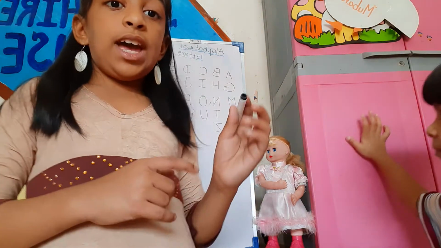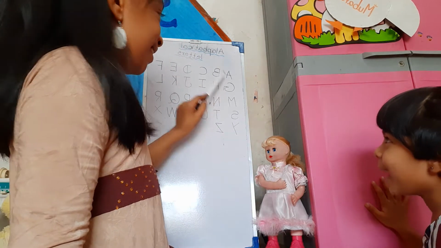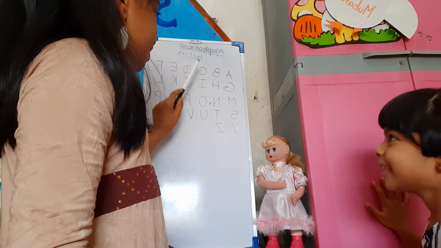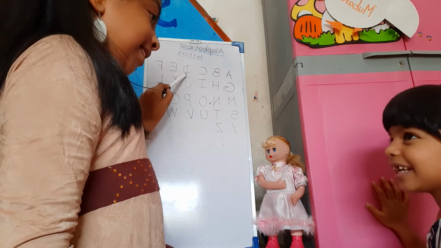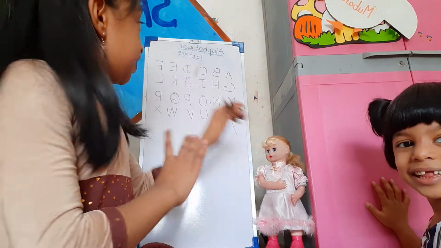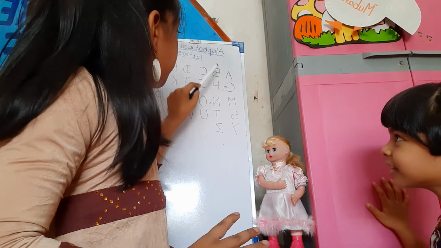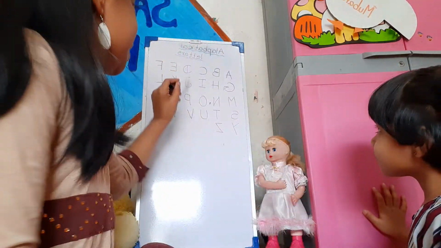So now it's time for her to read it. Okay guys, now I'm going to ask her. It's time to ask. Let's see whether she gets everything correct. What's this? A, B, C. First let's ask A, B, C, D, E, F up to that, and then let's ask the others.